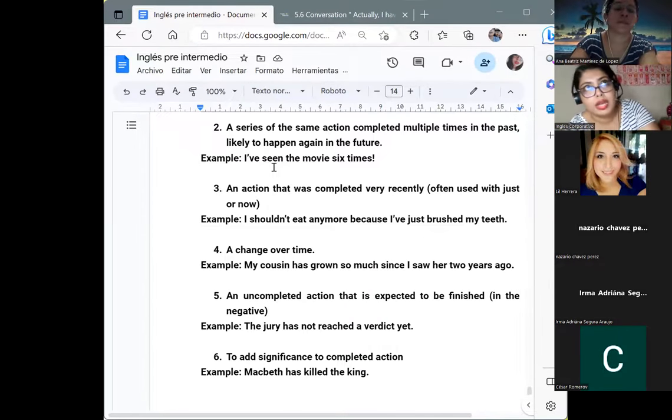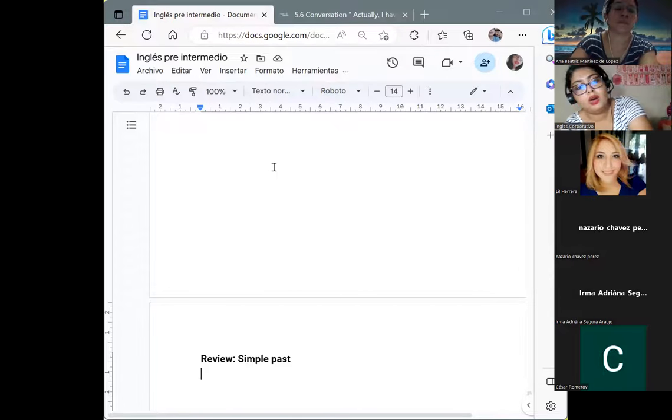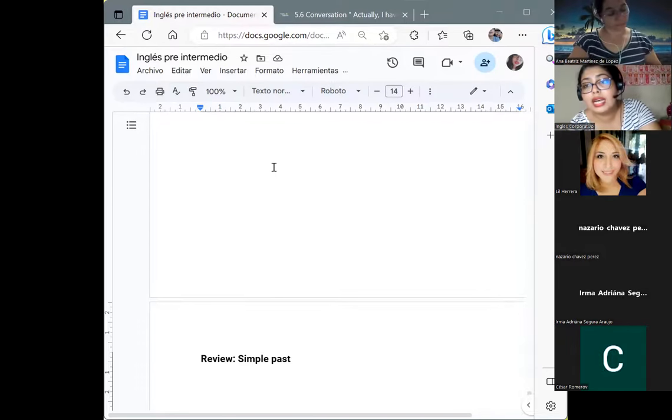So in that case, it's not like we are going to use the structure of the simple past. En ese caso, vamos a utilizar la estructura correspondiente. Pero ahora, con el simple past, tenemos que ser conscientes que las acciones sí han sido completadas en el pasado.